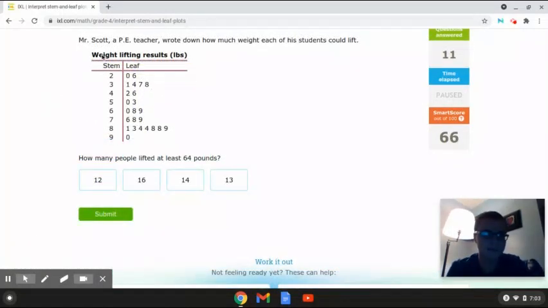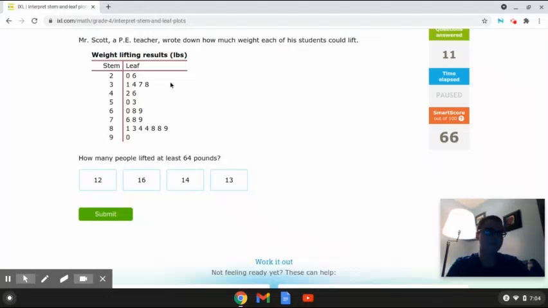Okay, so this next problem reads, Mr. Scott, a PE teacher, wrote down how much weight each of his students could lift. Alright, so this stem and leaf plot is showing the weight lifting results that are measured in pounds. And if we look here, the stem goes from 2 to 9, and the leaf goes from 20 to 90. And this question is asking how many people lifted at least 64 pounds.